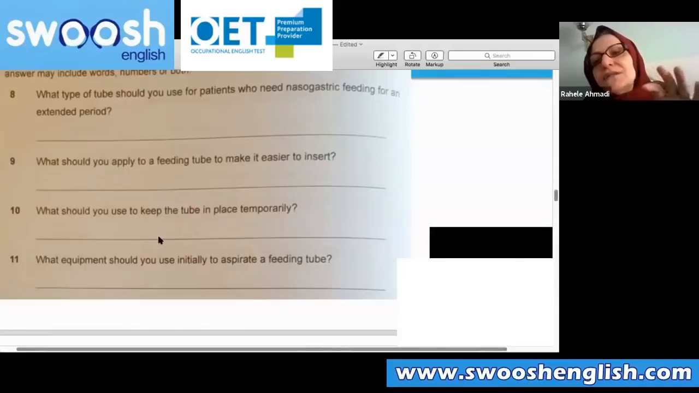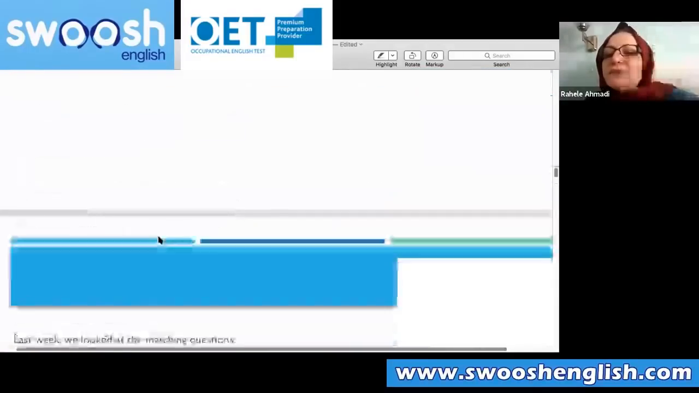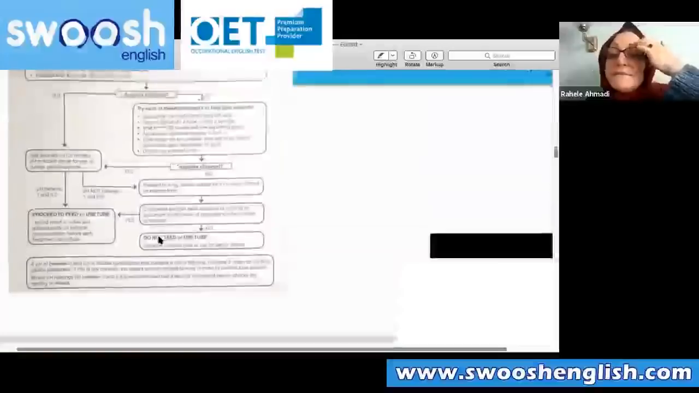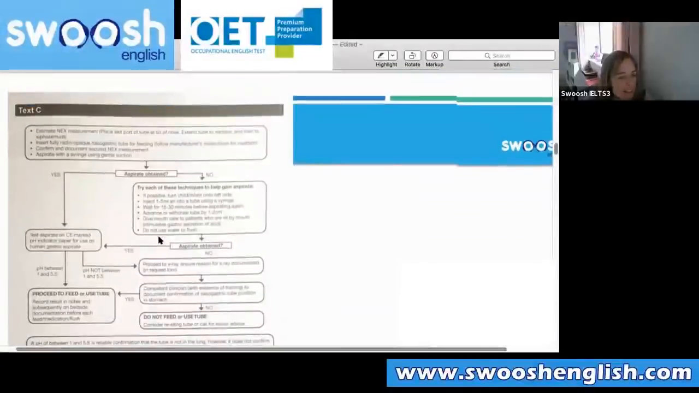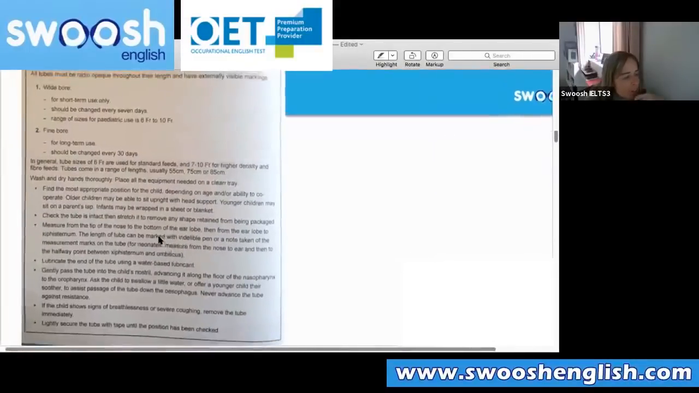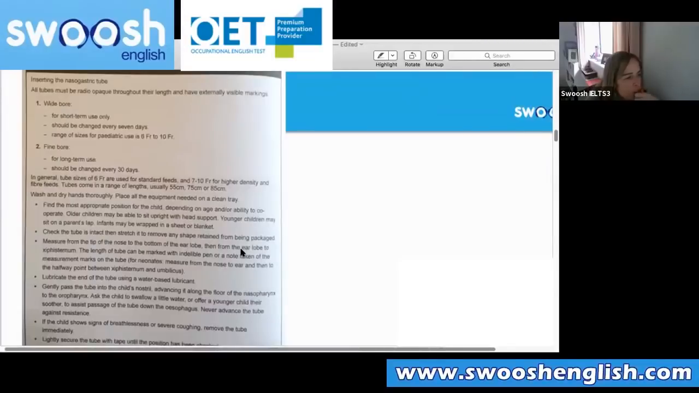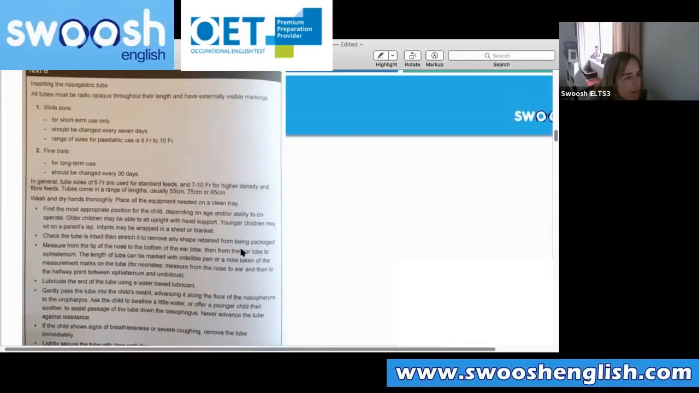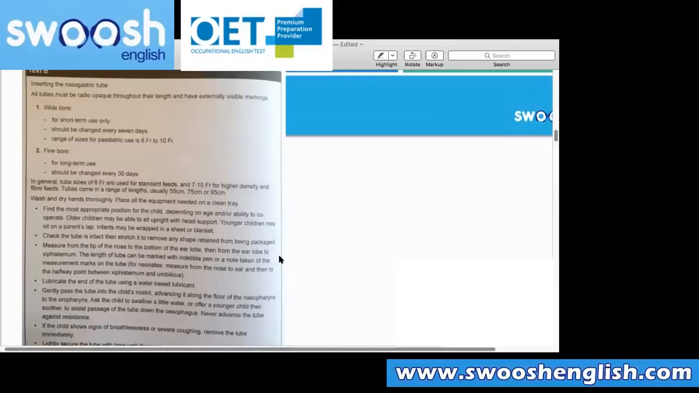Okay, Rahele? In part C, the writer used a diagram for summarizing something that's mentioned in B and A. Yes, exactly. And where is syringe in B? Can anyone find that for me in B? I've lost it. Anyone? I'm trying. I don't know if it is mentioned here, is it? I didn't see it. No.